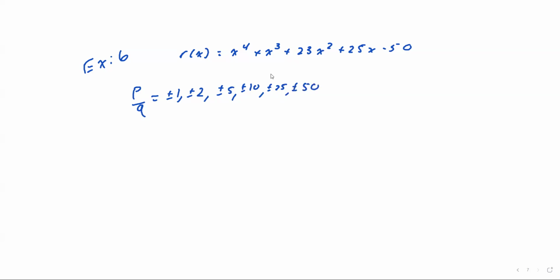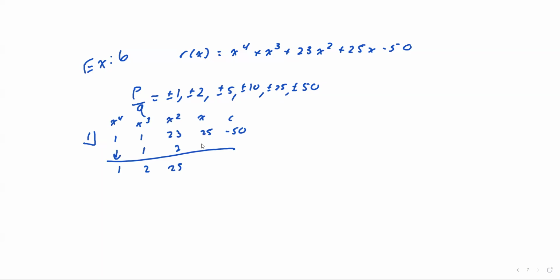Again, go with any process you would like. I'm going to start with 1. So again, x to the 4th is 1, x cubed is 1, x squared is 23, x is 25, my constant's negative 50. Hey, I like it when it works out. That x equals 1 is an answer. The only issue is we're still just at a quadratic or cubic, so I need to find a different one.